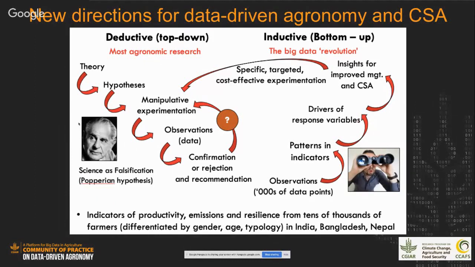But rather than have the researcher drive the agenda, I think that the world that we're moving into with respect to big data availability and collecting data from farmers allows us to completely transform how we do agronomic research, flip it on its head, and instead learn inductively from the large amount of information that can be made available.